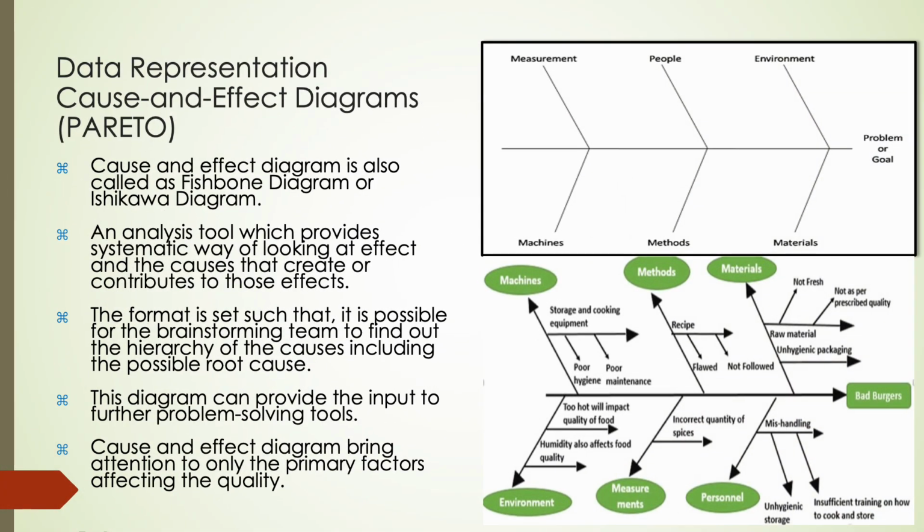A cause and effect diagram, also known as a fishbone diagram or Ishikawa diagram, is a powerful analysis tool that helps systematically examine the causes contributing to a specific effect. This diagram allows a team to visualize and identify the hierarchy of causes, including potential root causes, which is crucial for solving complex problems. The diagram is structured to guide brainstorming sessions, helping teams focus on the primary factors that impact quality. It also serves as a foundation for further problem-solving tools and strategies, ensuring that teams can address the most significant issues first.